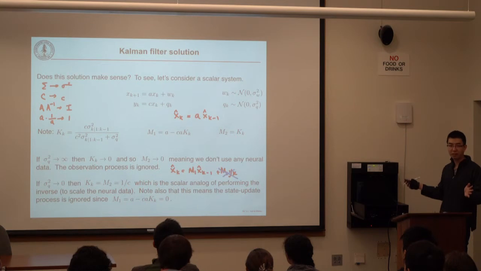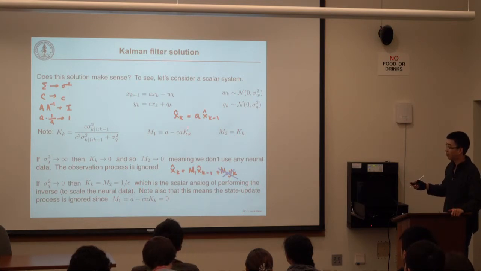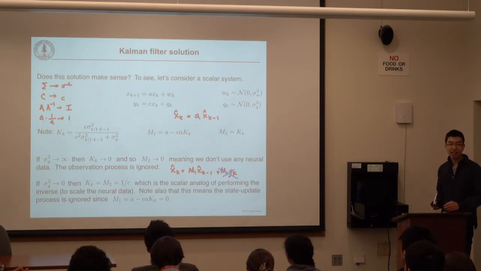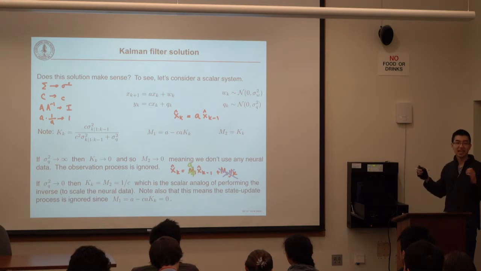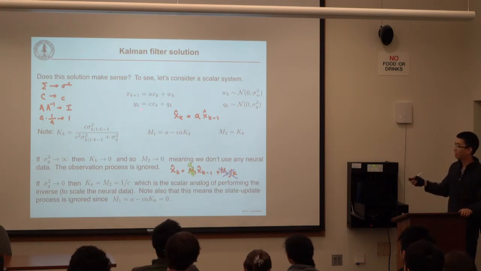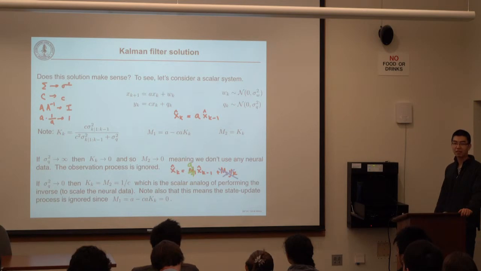Again, I've just replaced all the matrices with scalars. And if kk is equal to 0, then we see that this whole term goes to 0, and m1 is just equal to a. And so this turns into an a. And we see the Kalman filter does exactly as we would expect. We turned up the noise on this equation to infinity, and it ended up decoding x hat k is equal to a times x hat k minus 1.